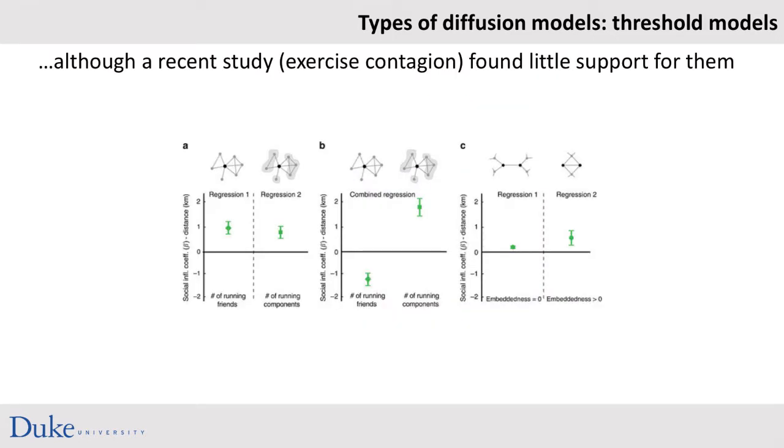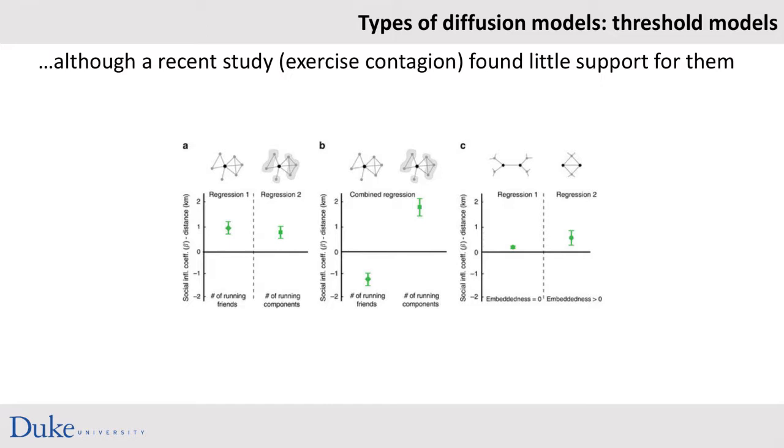But in the exercise contagion study, they actually had a look at that using a regression model and didn't find an awful lot of evidence for it. This came out this year. So basically, I think the jury is still out. I think it's an interesting idea and it's an important one, that things can take different amounts of influence for you to adopt them. But the jury is still out for how often it's going to matter.